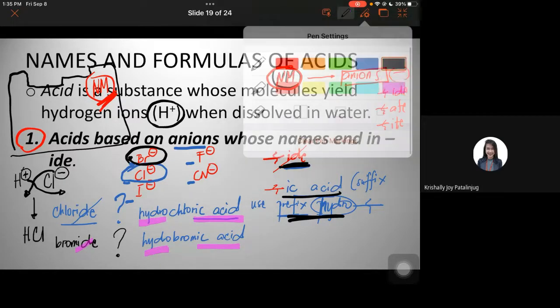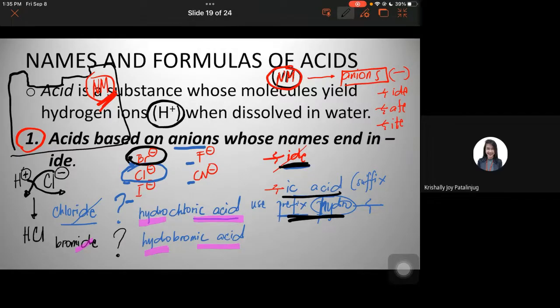Sige, your turn. What do you think would be the chemical formula of hydrobromic acid? Sige, make use of the chat box. Okay, very good. The chemical formula is HBr. So H and then the elemental symbol of bromine. So that's hydrobromic acid.